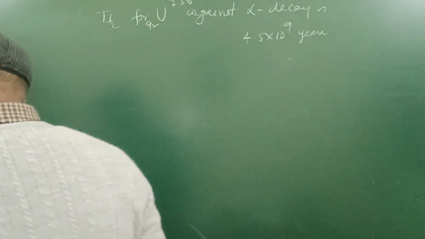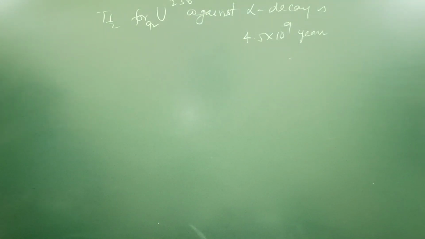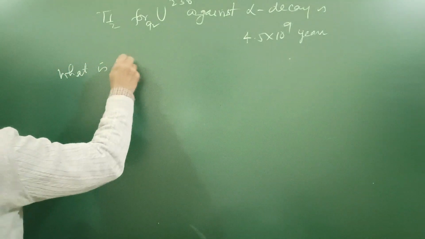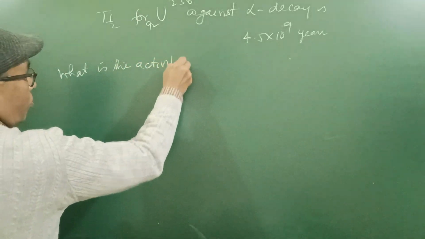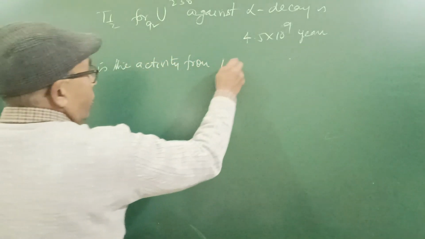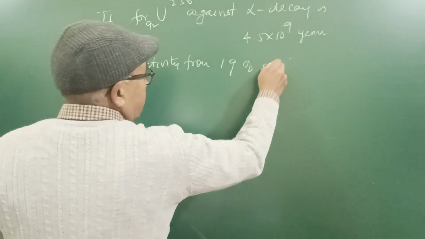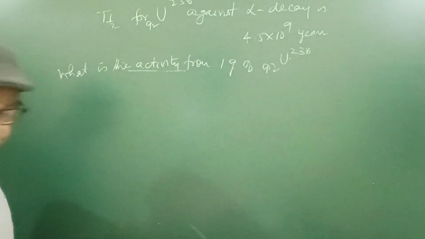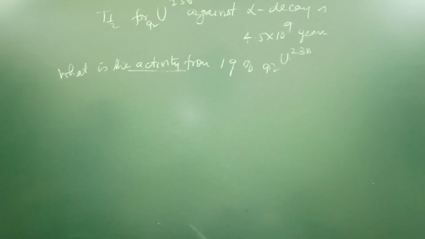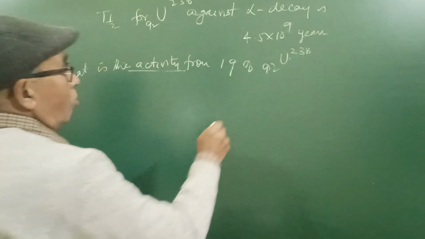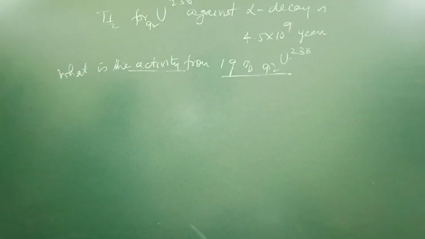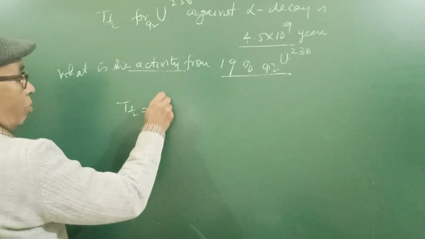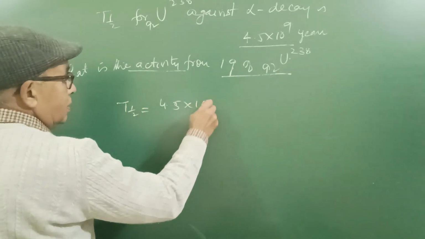So you are asked here, what is the activity of 1 gram sample? What is the activity from 1 gram of 92 uranium-238? Activity means rate of activity. What is the rate of radioactivity from 1 gram of uranium-238? You are given half-life, T half, 4.5 10 to the power 9 years.